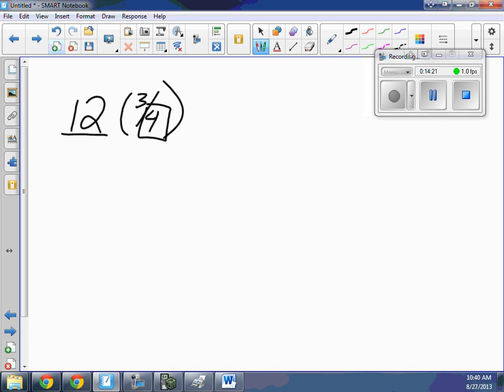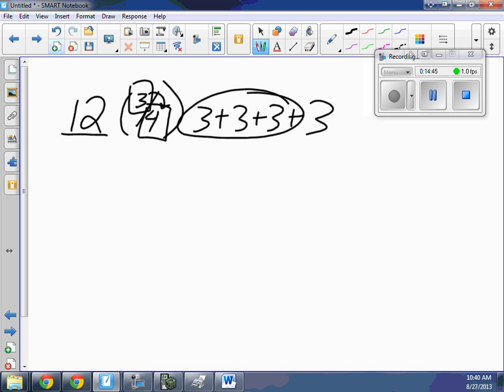Yes, what is 12 broken into 4 equal additions? So 3 plus 3 plus 3 plus 3. How many of those partitions am I going to keep? 3 of them, right? It says take 3 of 4 equal partitions, which gives me 9. Well, you can do this in your head. 12 times 3 is 36 divided by 4 is 9.